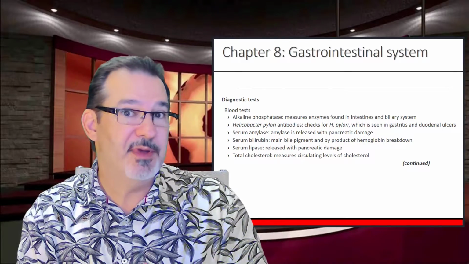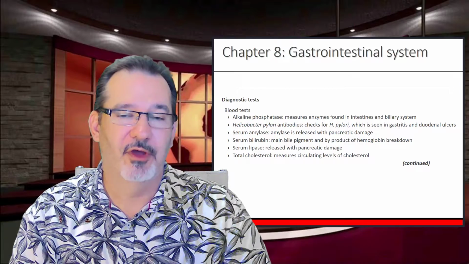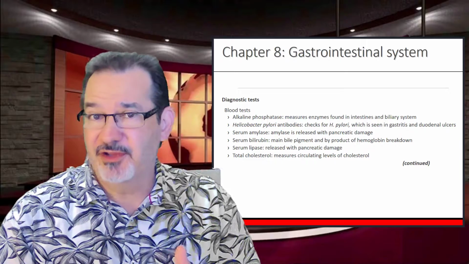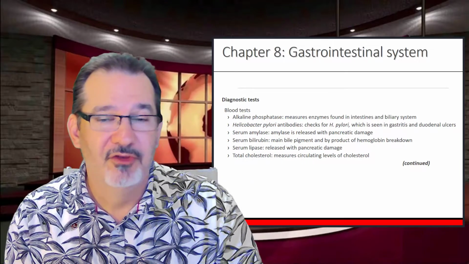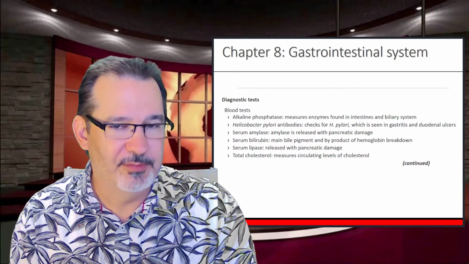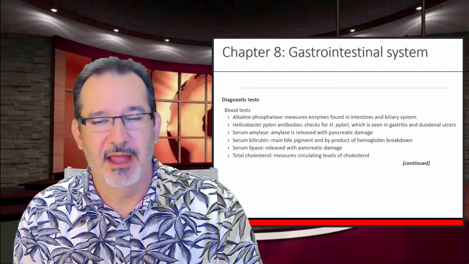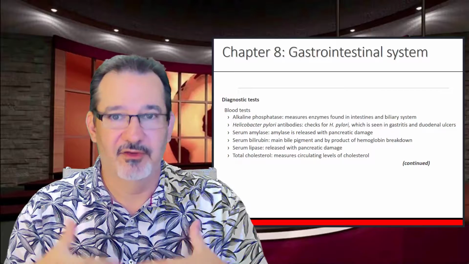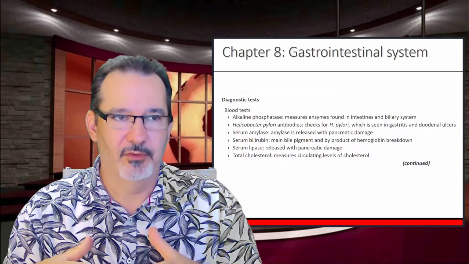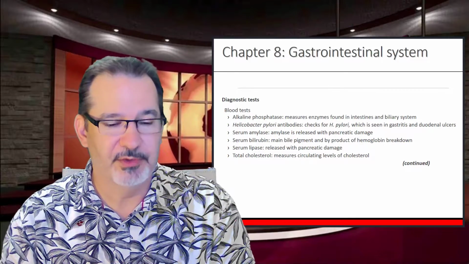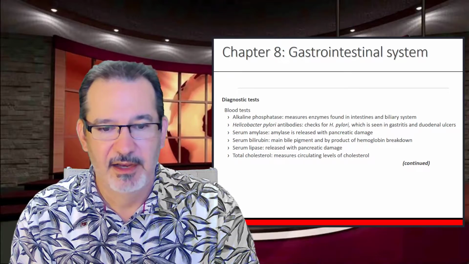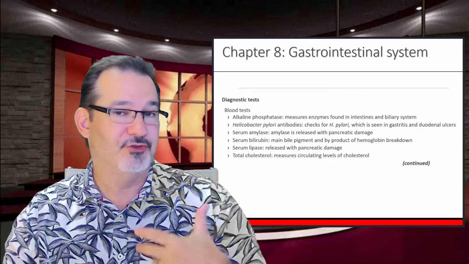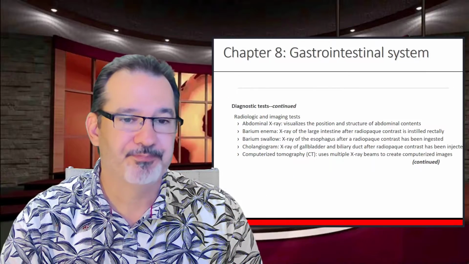The amylase and lipase, these are two tests that we use oftentimes to measure pancreas health. Okay, so if there's any significant damage to the pancreas, elevated amylase and lipase enzymes will tell us that there's some significant damage or illness with the pancreas. Okay, and then total cholesterol measures the cholesterol that's circulating through our bloodstream.